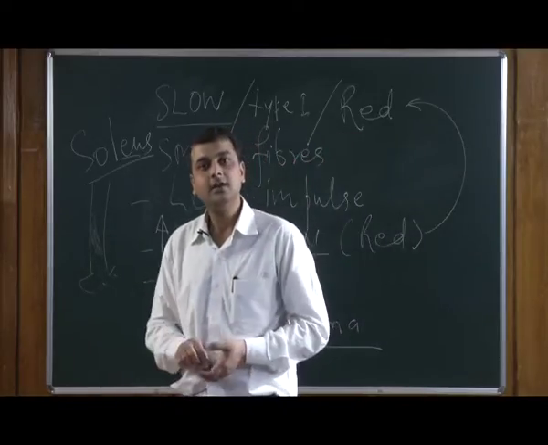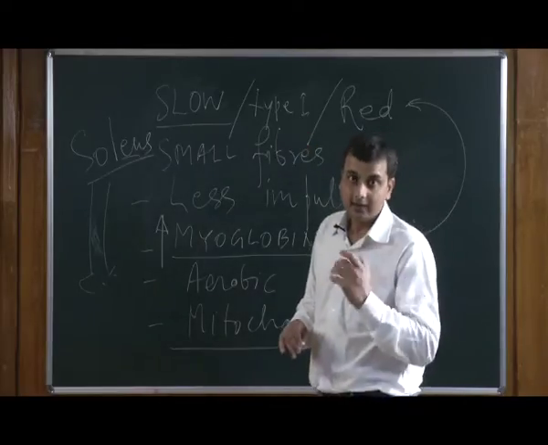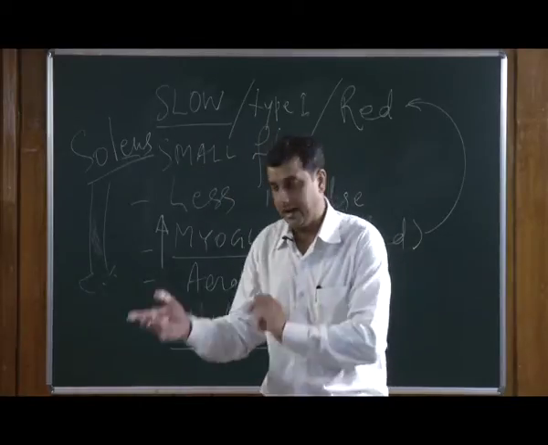So, this is all about slow fiber. The slow fiber, type 1 fiber, is also called red fibers. Now, we will see the other variety.